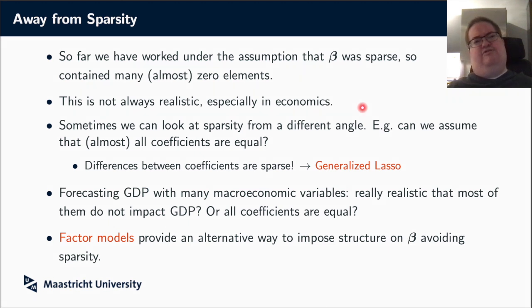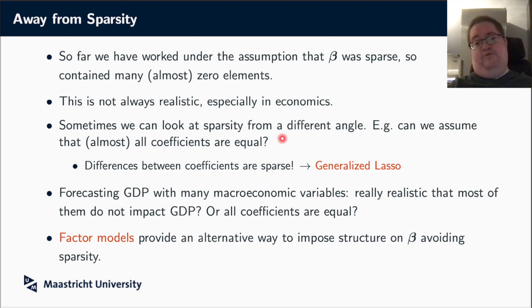Now, it's not necessarily the end of the lasso, because there are ways we could extend it by looking at different sorts of sparsity. So for instance, does it seem reasonable to assume that many coefficients are actually equal? Well, if you could do that, then what you would have is not sparsity in beta, but sparsity in the differences between coefficients in beta. And that actually brings us to what is called the generalized lasso, where we don't necessarily assume that beta is sparse, but we assume that some linear combination of beta is sparse.